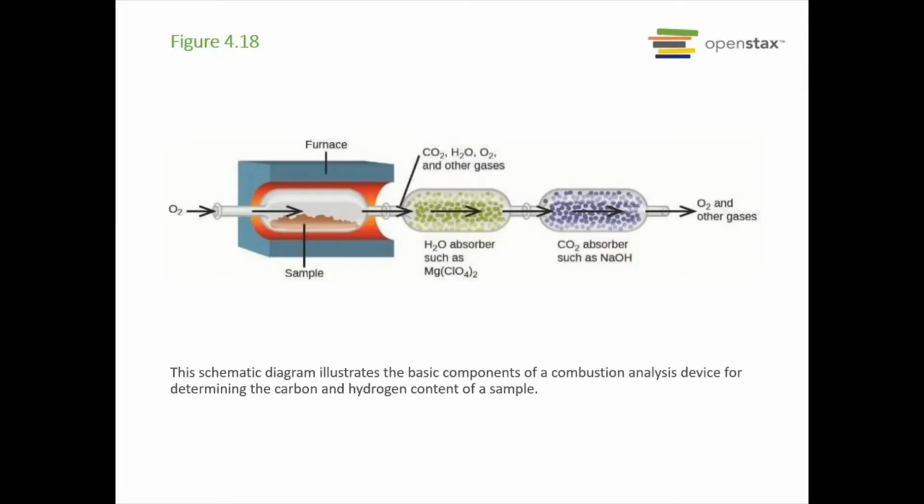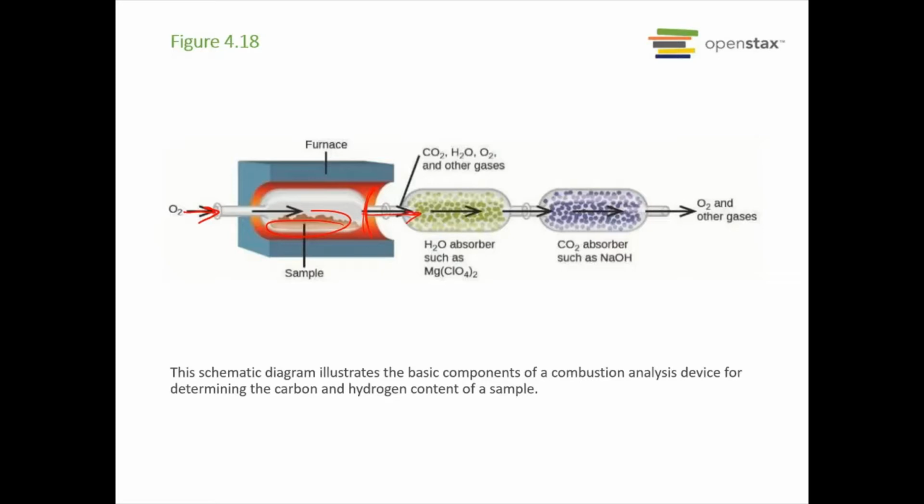But first, this is what this apparatus looks like. So you've got your sample that you're going to burn, and you send some pure oxygen into it. You've got the furnace around it, so it lights it on fire. It gives it that heat for it to catch fire, and then it makes these gaseous products.